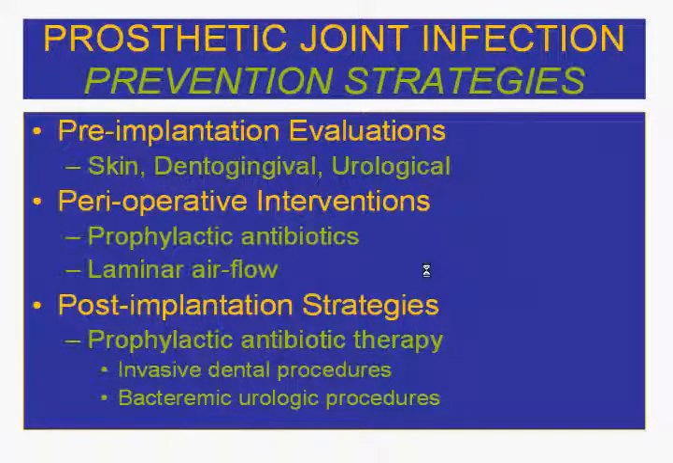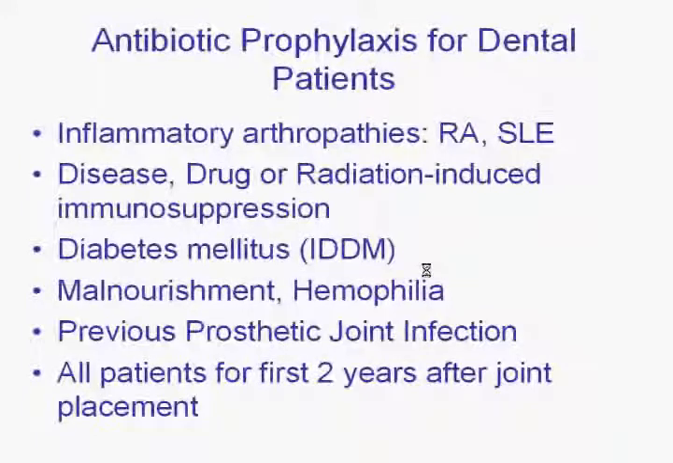But here, we've been able to convince the dentists in a couple of workshops, finally coming through with a consensus between the orthopedic groups and the dental groups to give prophylactic antibiotic therapy to all patients who have inflammatory arthropathies, a disease, drug, or radiation-induced immunosuppression, diabetes, malnourishment, hemophilia, previous prosthetic joint infection, or no matter what your underlying disease, for 2 years after the prosthesis is put in. Basically, what this leaves out is patients with osteoarthritis who have had the prosthesis in for longer than 2 years. So that's the only group that hasn't been endorsed for consensus, and many of us here give those patients prophylaxis as well.